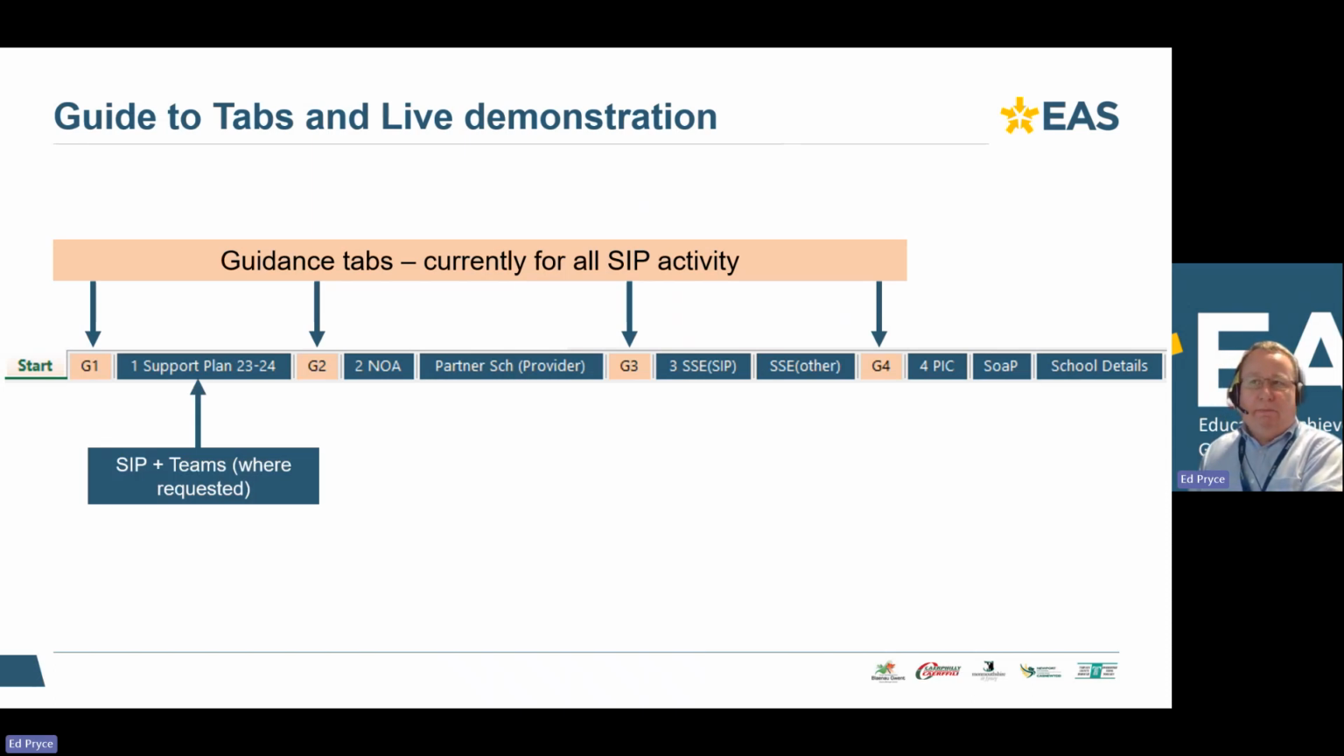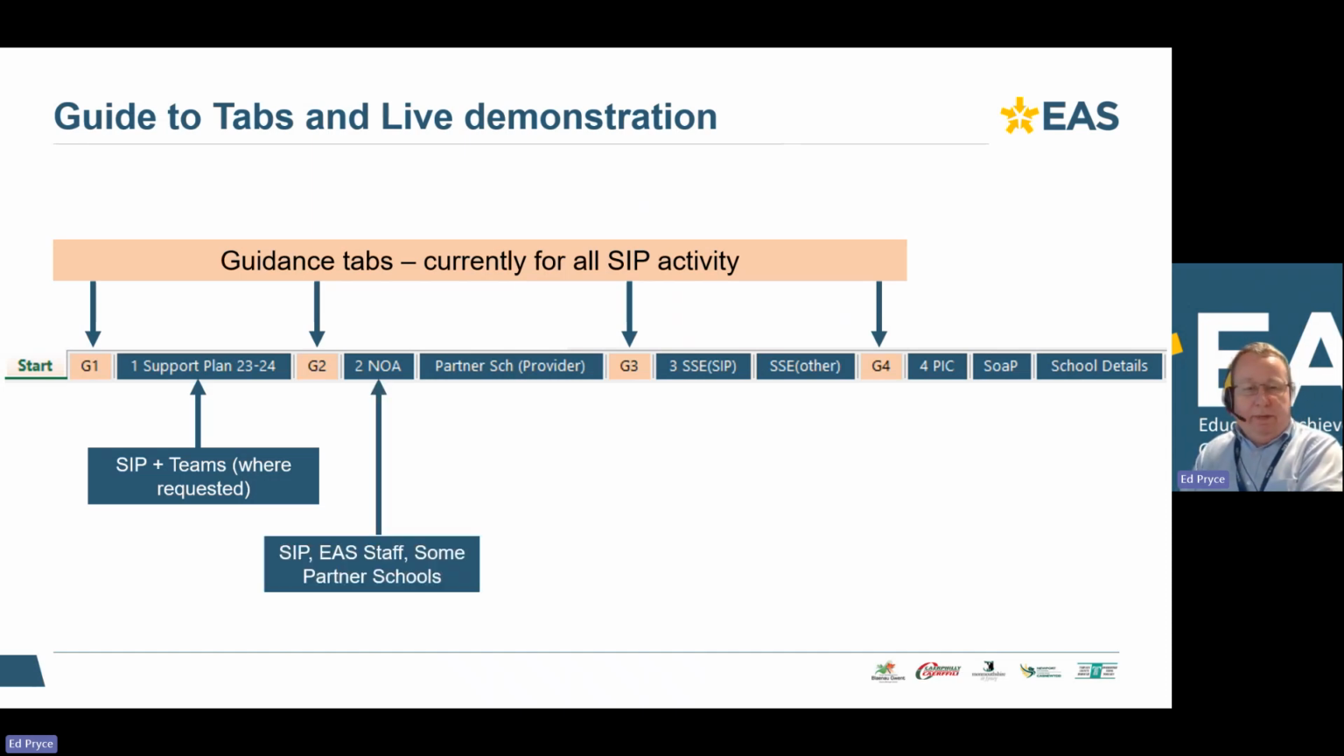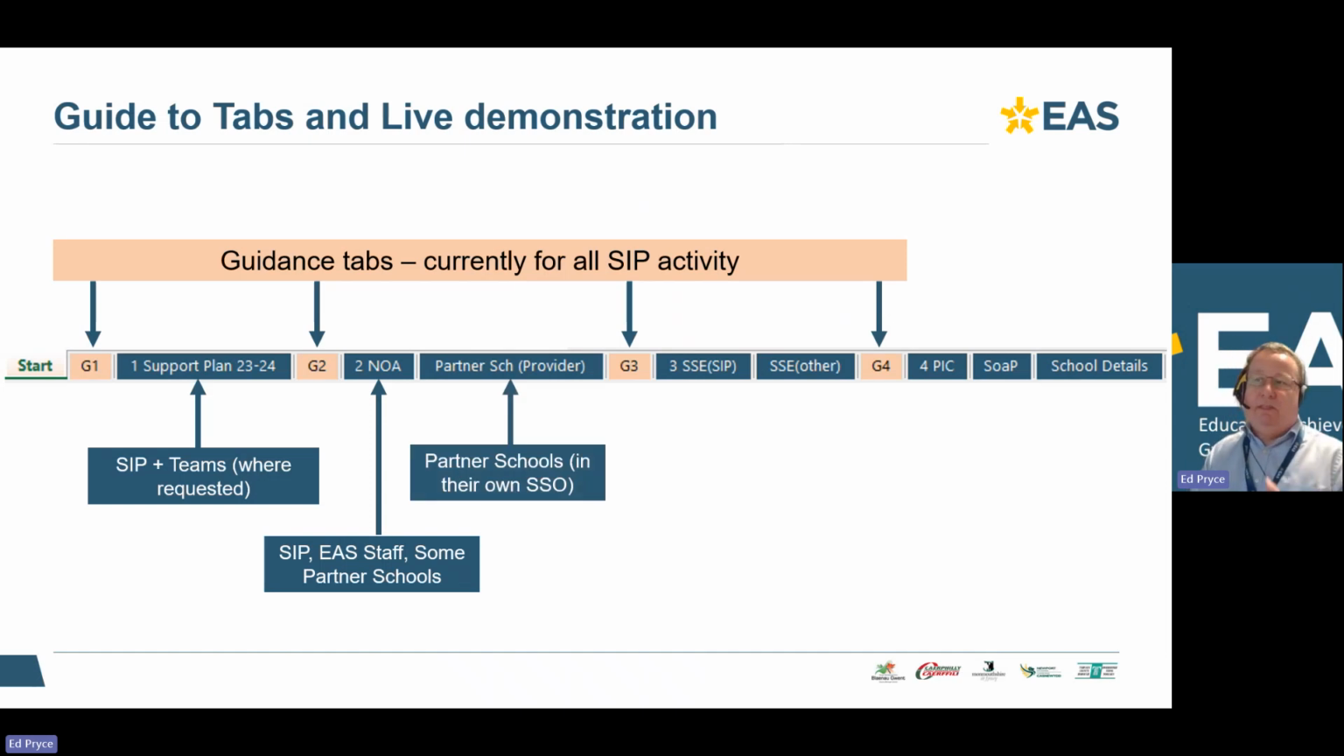The others: the support plan is completed by the SIP, but where intensive support is required, you can contact teams and request their help and support in completing that work. The NOA is completed by everyone providing support into a single school, apart from the partner schools where you are just doing generic partner support in a particular area. What you will do instead is record it in your partner school provide tab in your own school's NOA, and on a periodic, usually weekly or fortnightly, basis, it will go into the NOAs in the other schools so that it's recorded there as well.